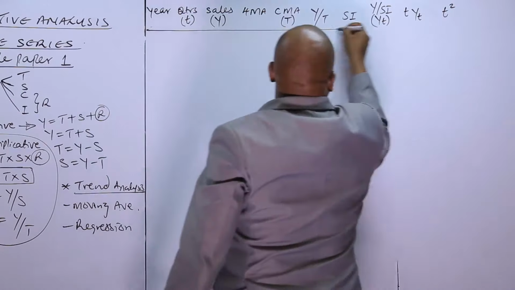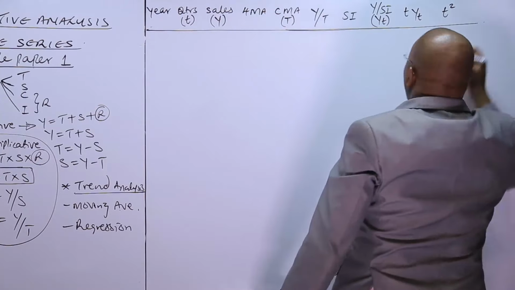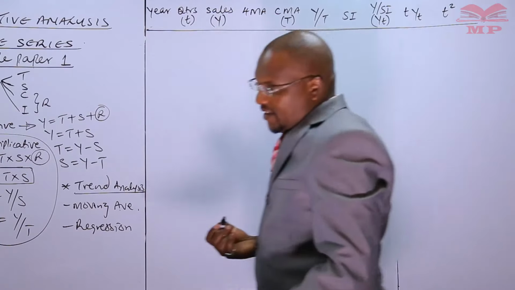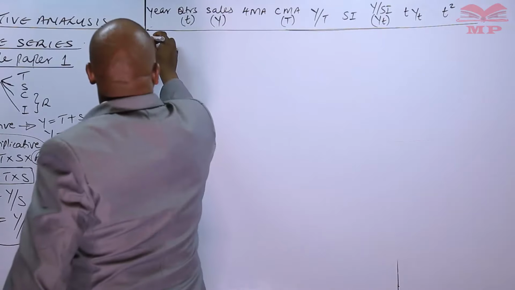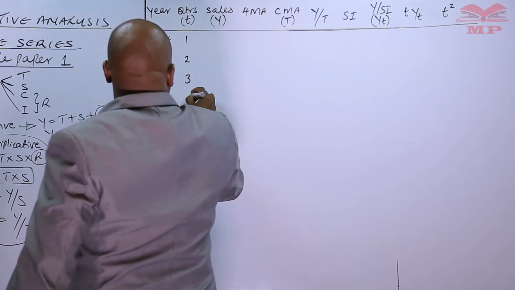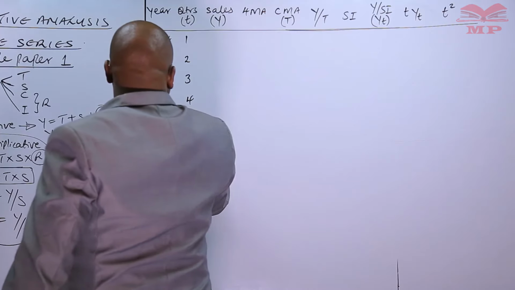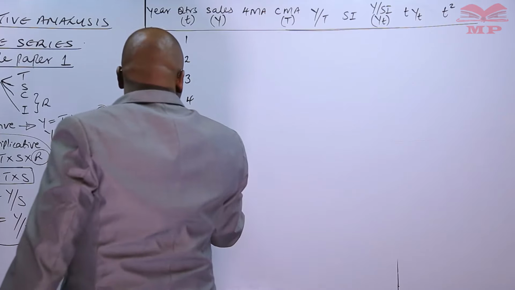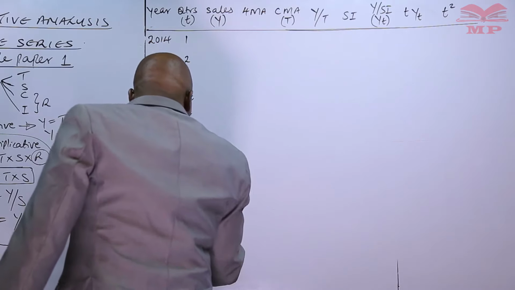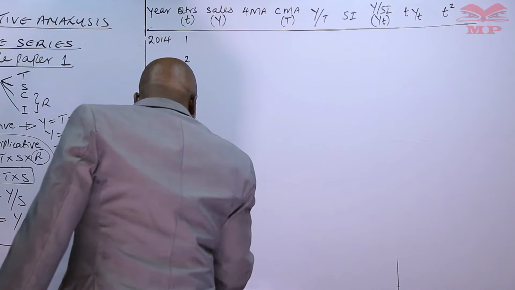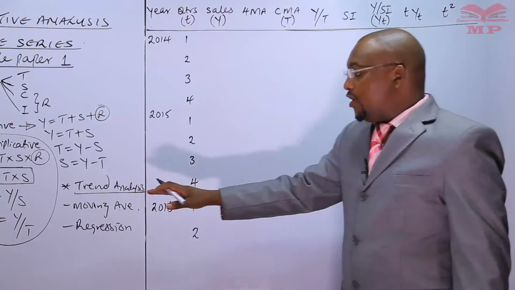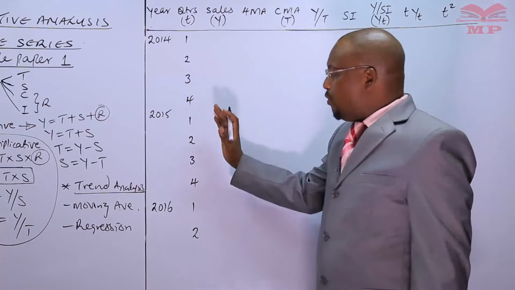So if I have these columns with me, then I'm able to determine all the values required. So we do have the years: 2014, with quarter 1, 2, 3, 4; 2015, quarter 1, 2, 3, 4; 2016, quarter 1, 2, 3, 4. But at the same time, because of regression, remember, if you're going to use moving average only, then you can have 1, 2, 3, 4, 1, 2, 3, 4.